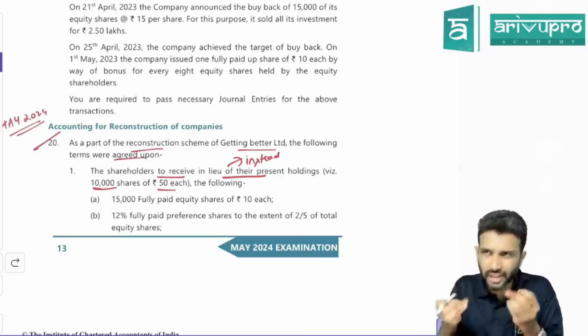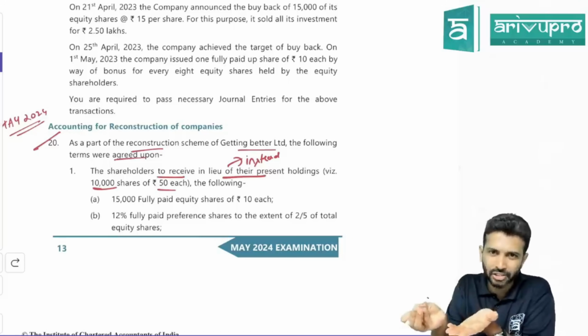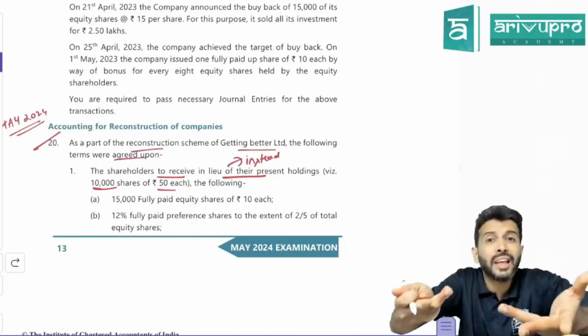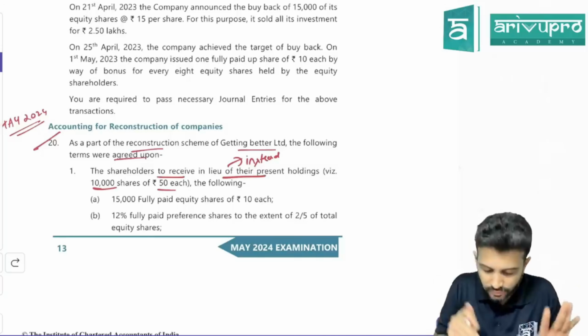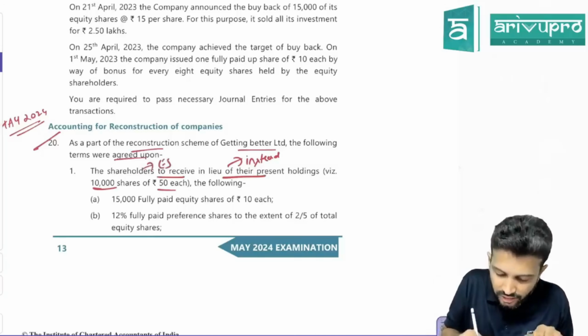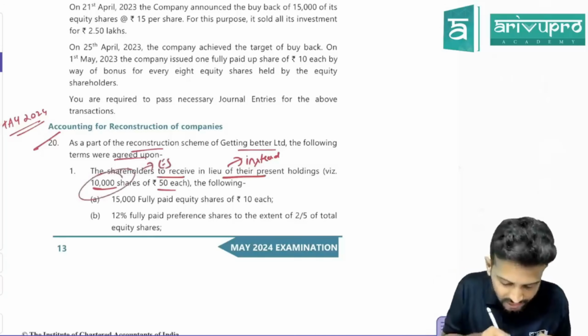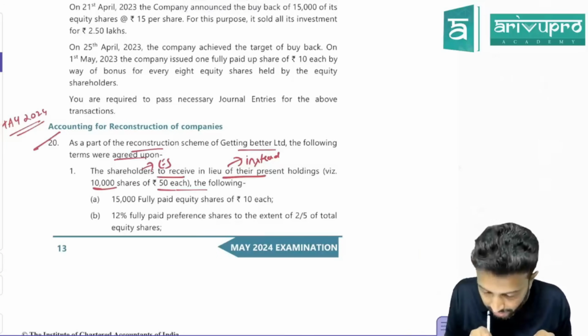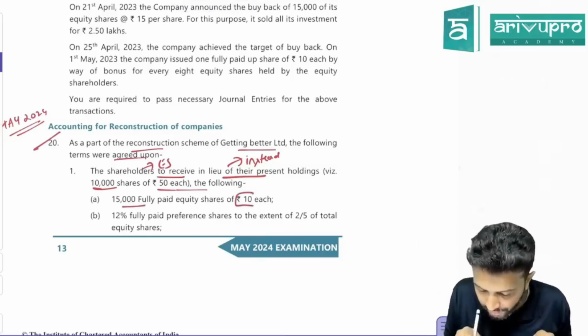Equity shares are, if a company is surviving, obviously they will have equity shares. Preference shares may be there, may not be there, we don't know. So if they just mention equity shareholders, you always take it as equity shares only. So how many equity shares? 10,000 of 50 each. Instead of this, we need to give something else. What all do we need to give? 15,000 fully paid up equity shares of 10 each.